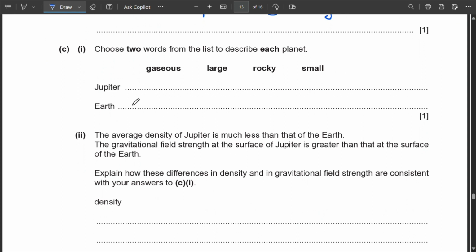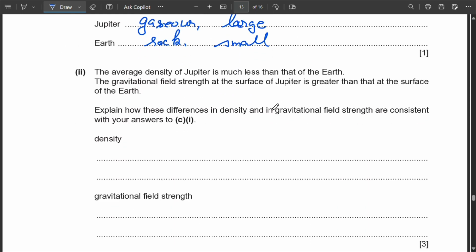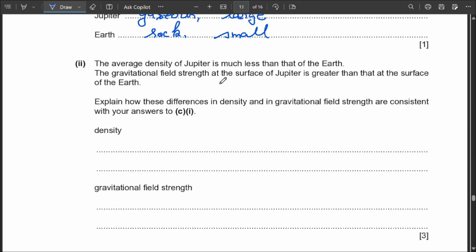Choose two words from the list to describe each planet. We know that Jupiter is a gaseous planet, and it is very large as compared to Earth. Earth is a rocky planet, and Earth is small as compared to Jupiter. The average density of Jupiter is much less than that of Earth. The gravitational field strength at the surface of Jupiter is greater than that at the surface of Earth.